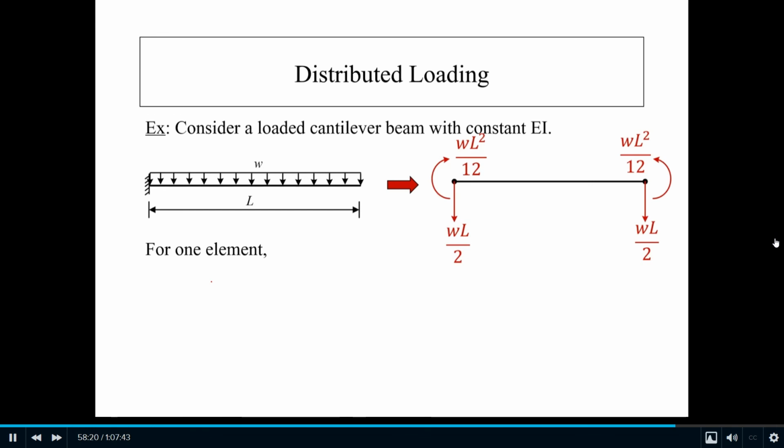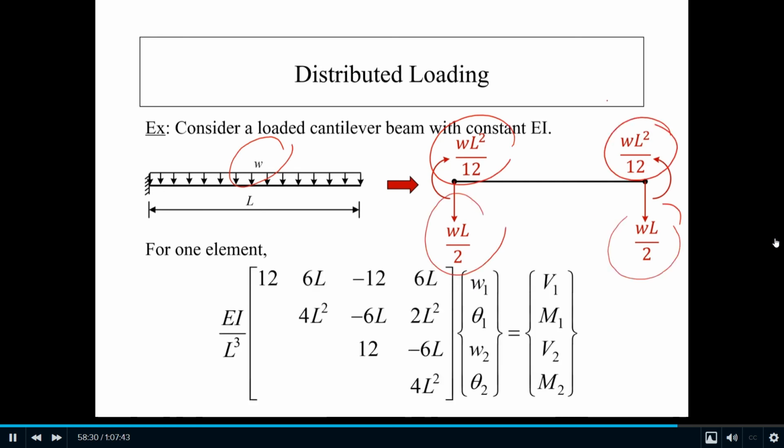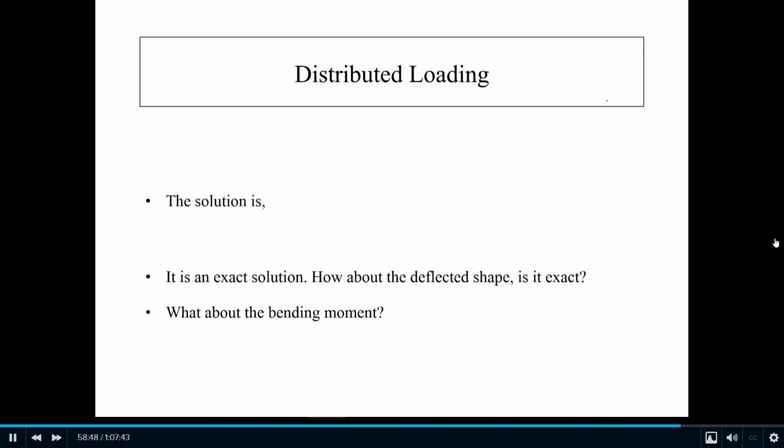Let's try one element, a uniform load on one element. The nodal force vector for this we have from the previous page, and this is the global equation. Because we have only one element, we don't have to assemble. We just adopt the element equation like this, and then apply boundary conditions.